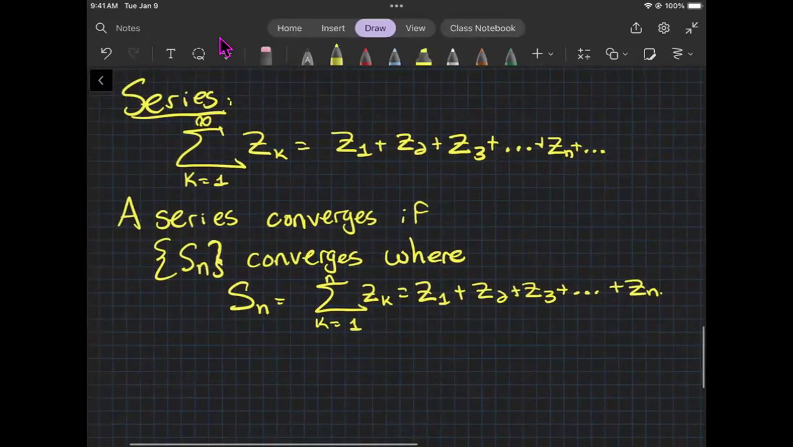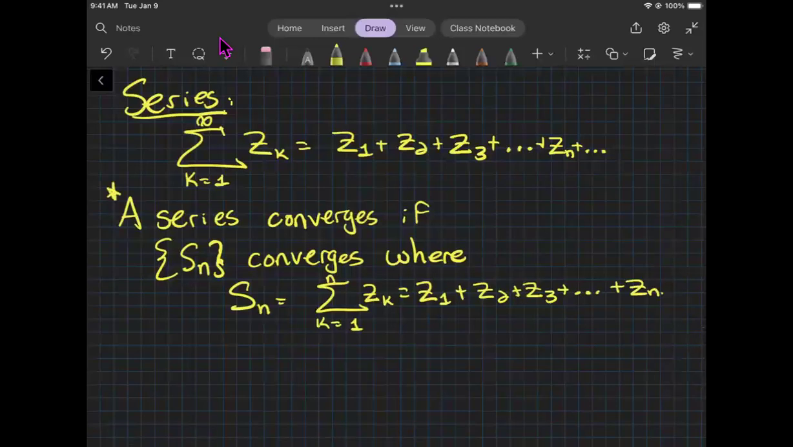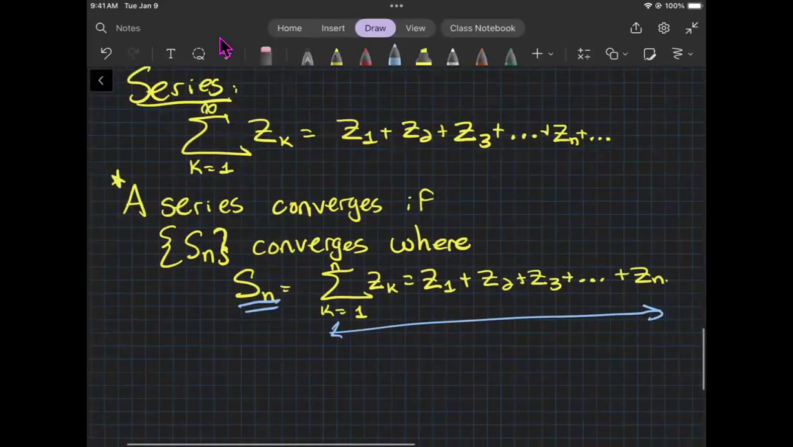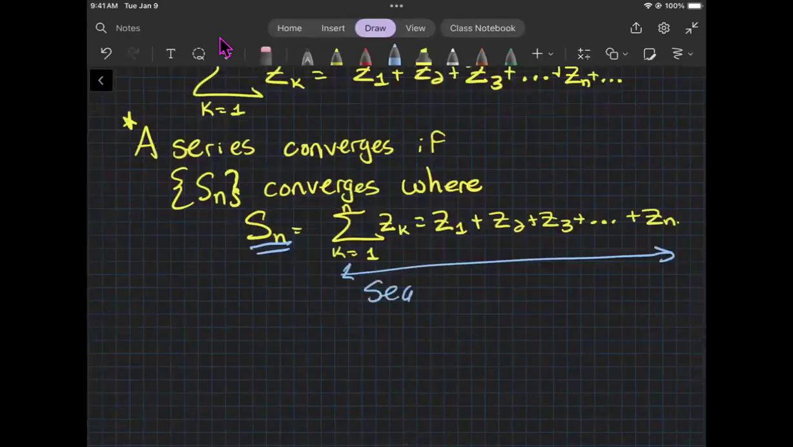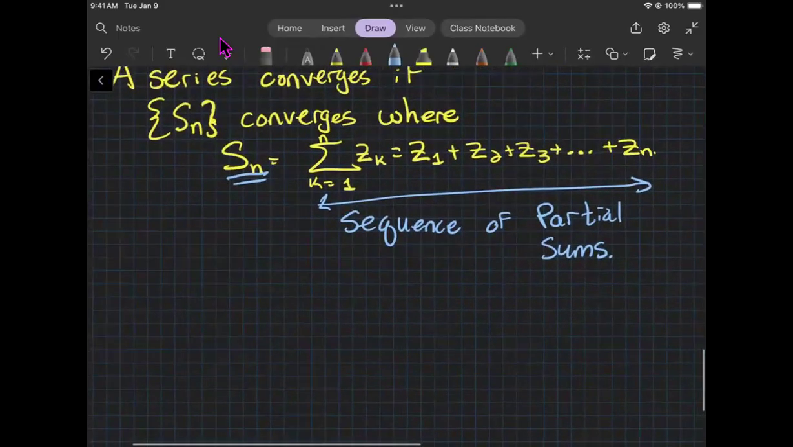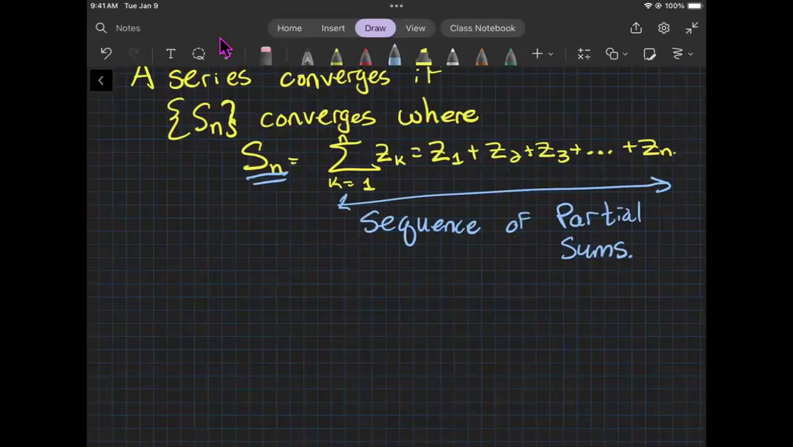Okay, so the series will converge if the sequence S sub n, where it's represented as this sum, converges. This here is what's called the sequence of partial sums. Okay. So this will converge to a complex number, right?